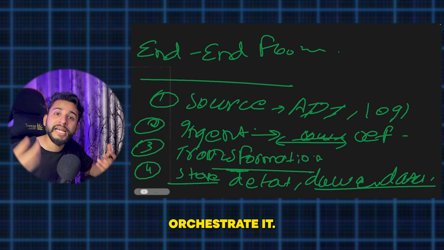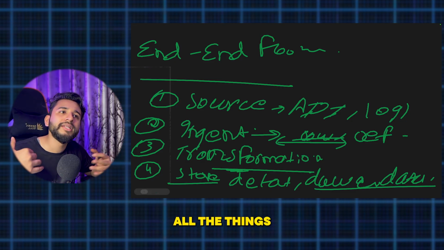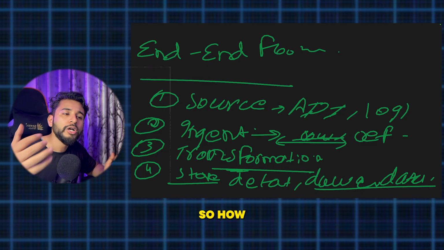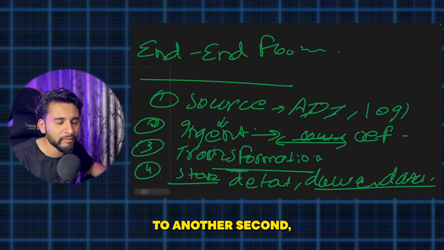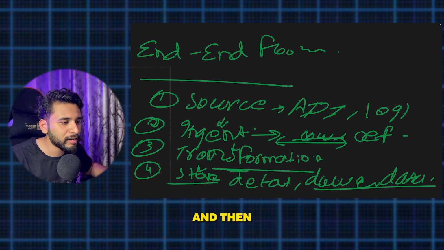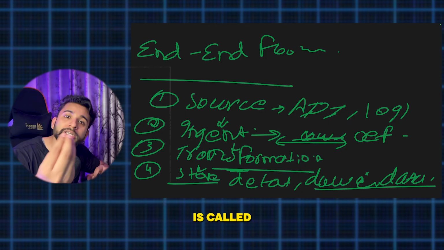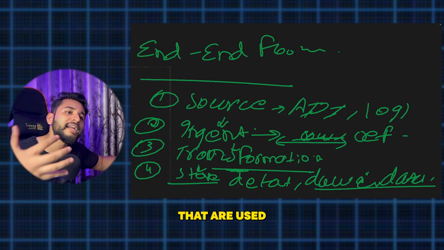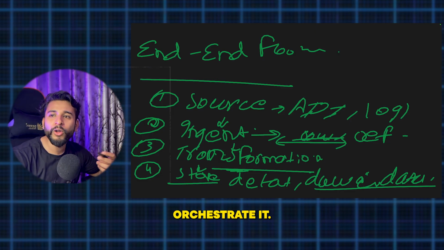After that, orchestrate it. Orchestrate means, these all things you did one time, now you want all the things happening step by step, automatically, even when you are sleeping. So how do those things happen and when do they happen? After the first, only the second should run, after the second only the third should run, then the fourth, then the fifth. This is called orchestration. To orchestrate the things, there are different kinds of tools, and there are different kinds of requirements also. This is how you orchestrate it.